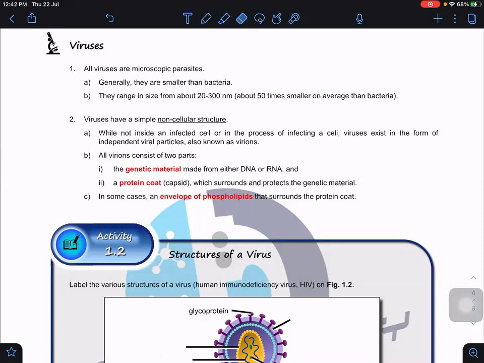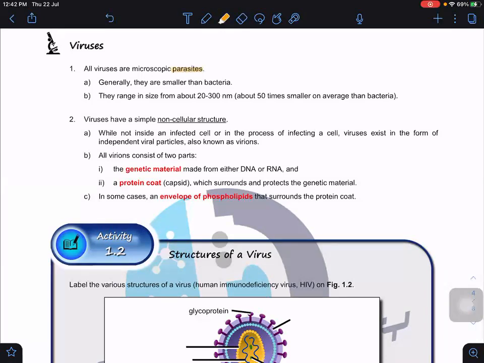We continue our lessons into these viruses. Viruses are a bit different from living organisms. After we have done this part, then we decide. We can debate or argue whether viruses are living or non-living. Generally, all viruses are microscopic, very small. They are parasites.